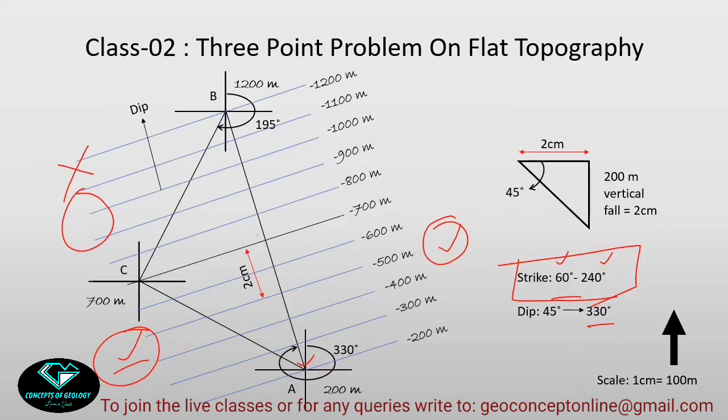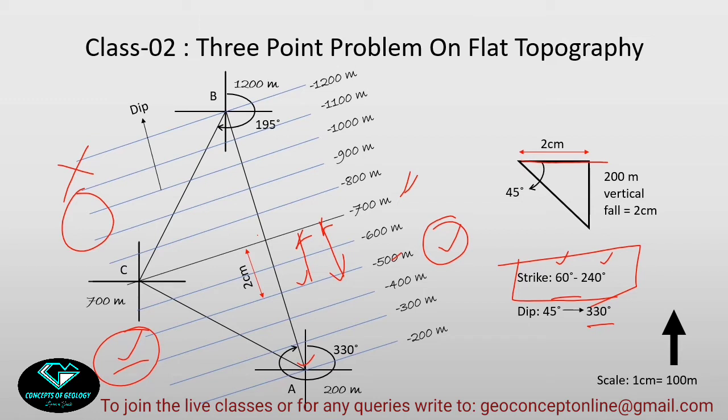Now to find out the amount of dip, I need to measure the spacing between two contours. Suppose I am taking the spacing between these two contours, 700 meter and 500 meter. All the values are negative. When you draw the construction in your copy, you will find that this spacing is 2 centimeter. So I will draw a 2 centimeter horizontal line. And what is the vertical fall between the contours? This is 200 meter, between 500 meter and 700 meter.